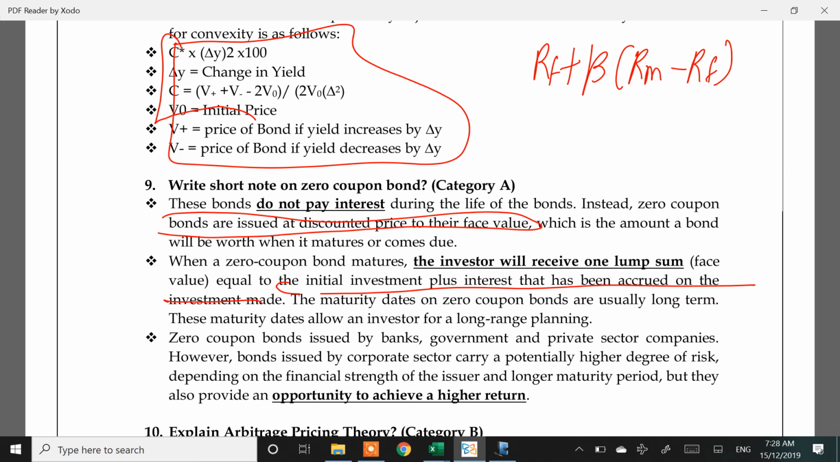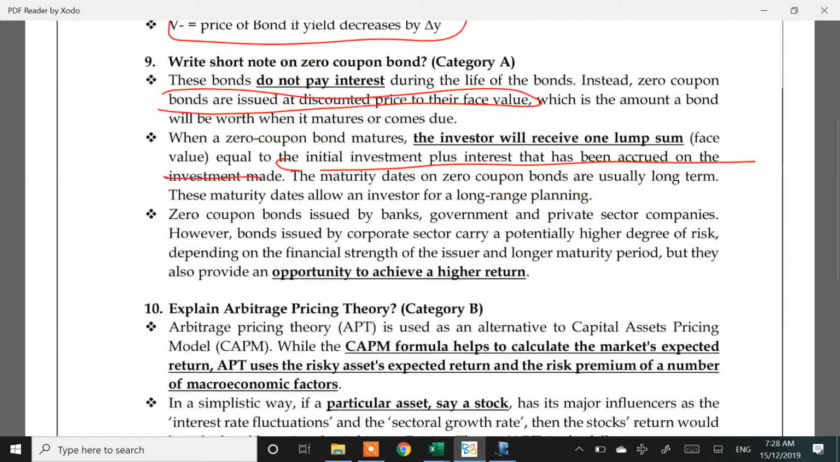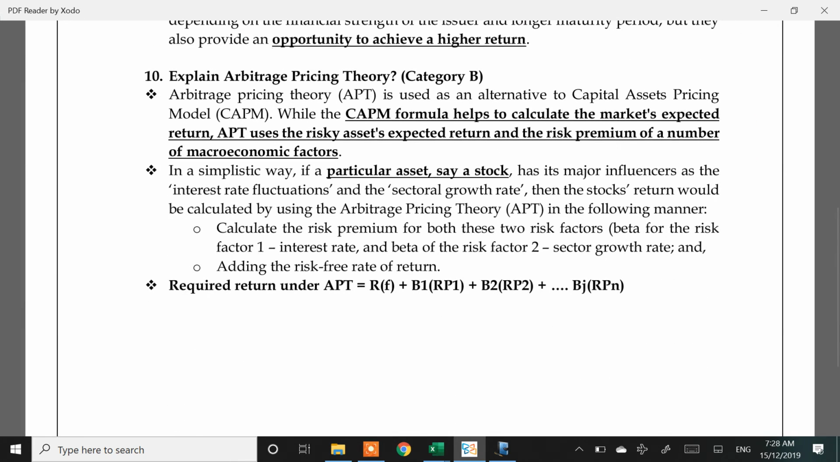According to this theory, the required return on a security does not depend only on beta, it depends on a variety of factors other than beta. So how we calculate is, we calculate the risk premium for every factor. You anyway learn this as part of problem solving in the chapter on portfolio. As of now, the formula is RF plus beta 1 into RP1 plus beta 2 into RP2, and it goes on like this.